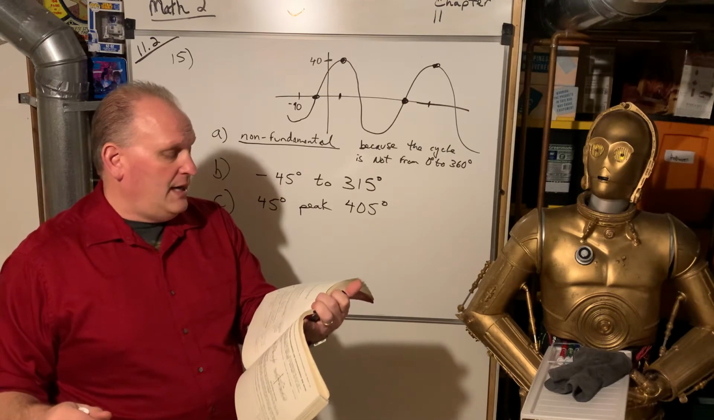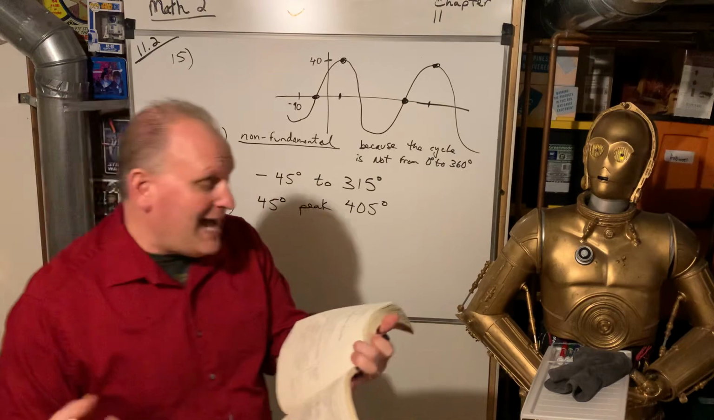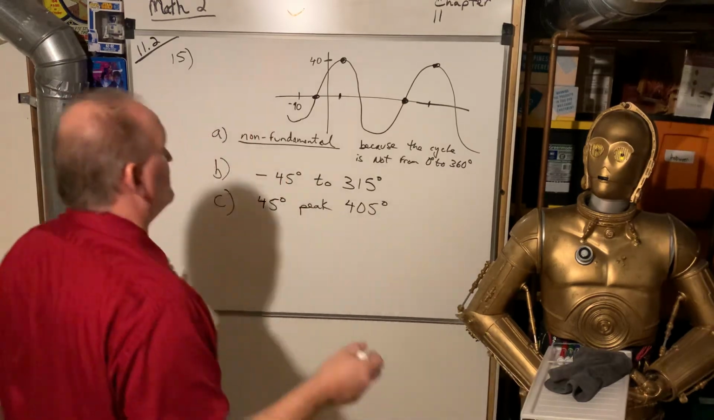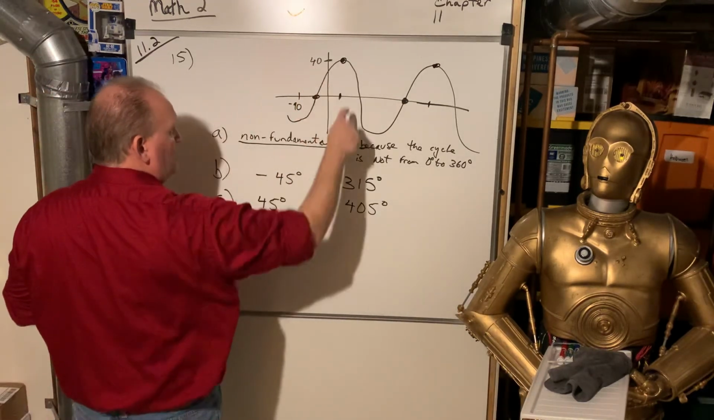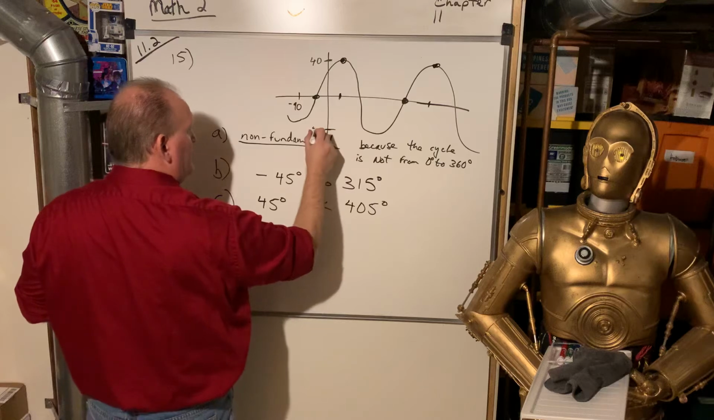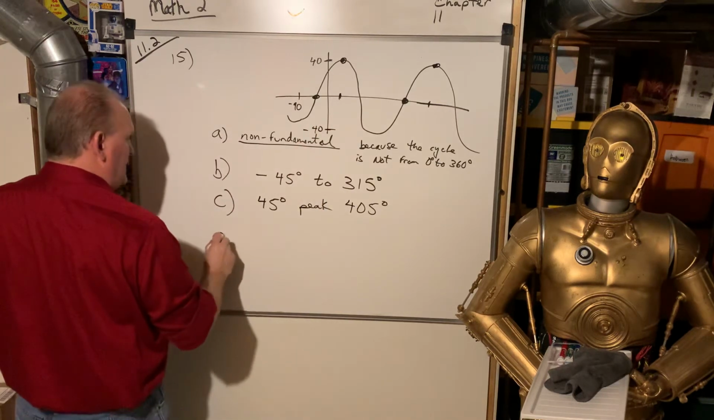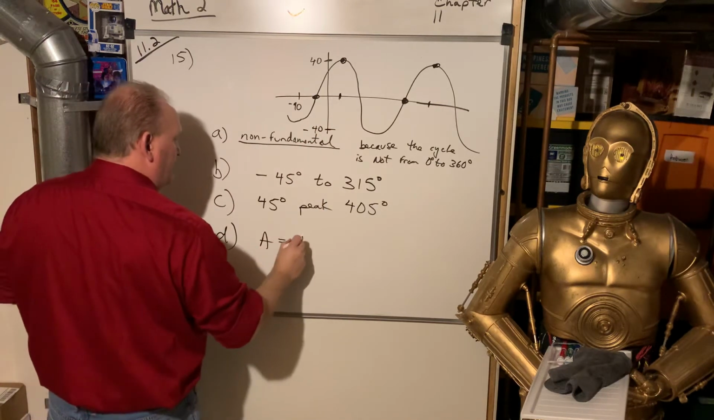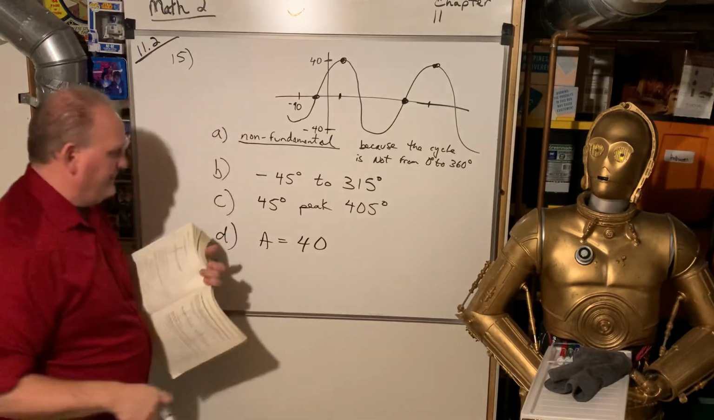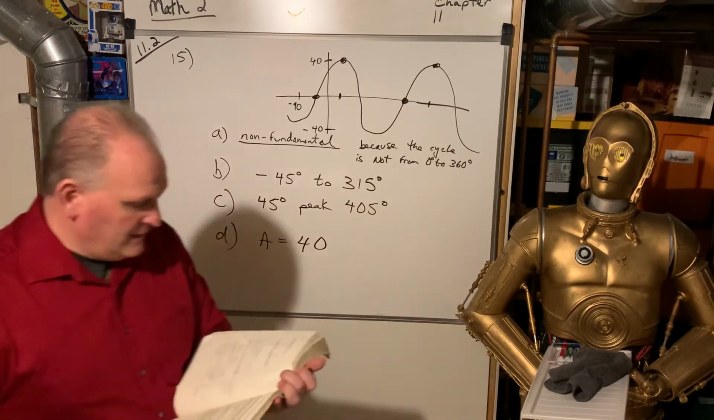All right, and the amplitude is that one. You could tell, again, from their picture, it's up as high as 40 and down as low as negative 40, and that is the amplitude. So the amplitude is 40. You just say 40.